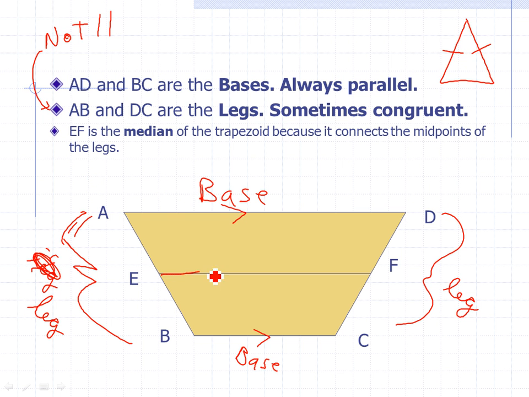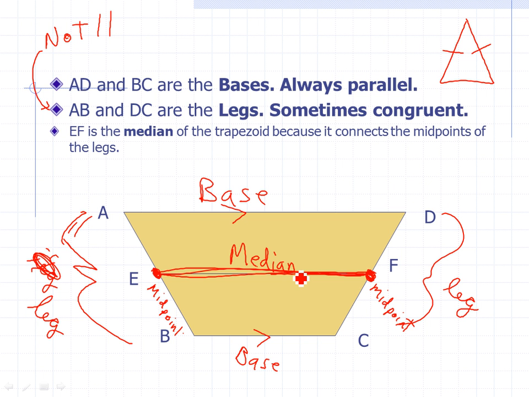EF, the segment that runs right through here, is called the median if E and F are the midpoints of the legs. So this is a midpoint. This is a midpoint. Then this is called the median.